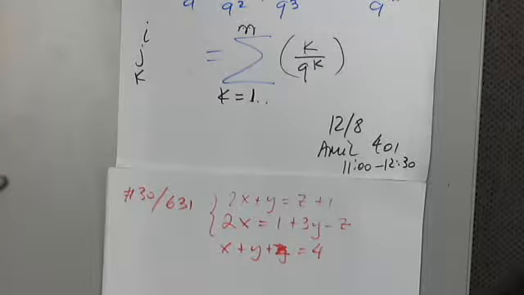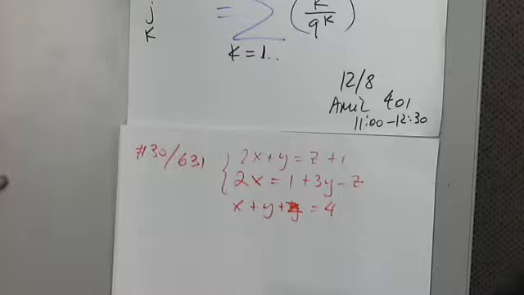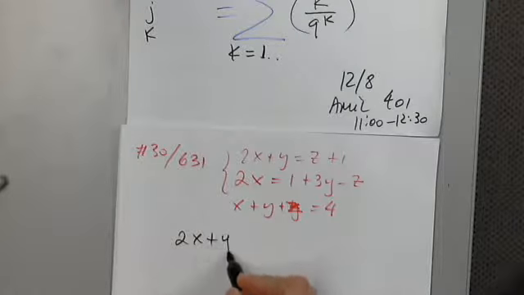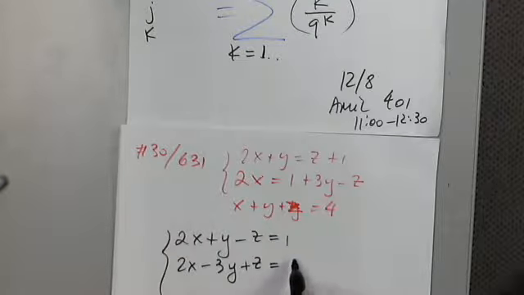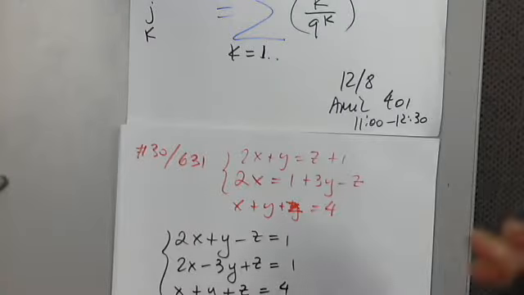So the first thing is to get into the proper form. Correct. So x, y, z. Yes, 2x plus y minus z equals 1. 2x minus 3y plus z equals 1. And x plus y plus z equals 4.